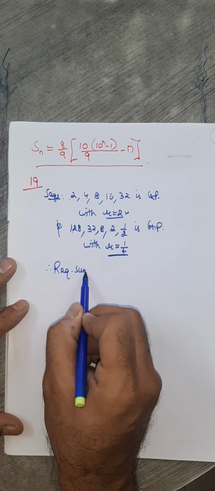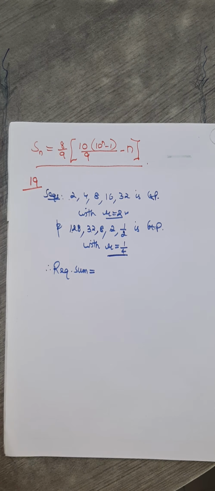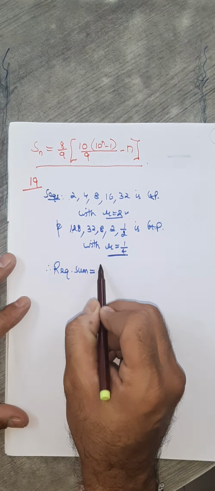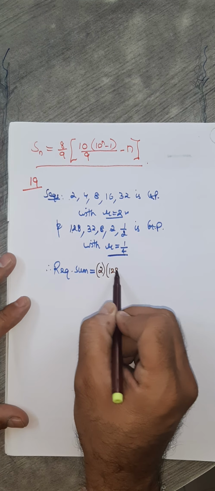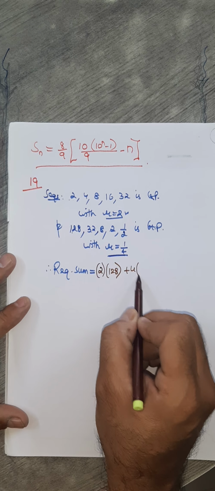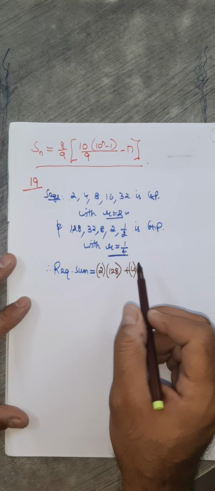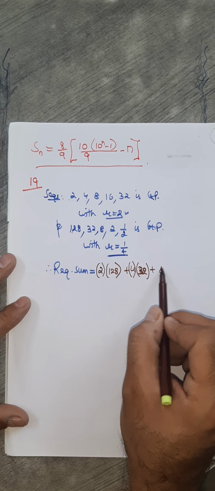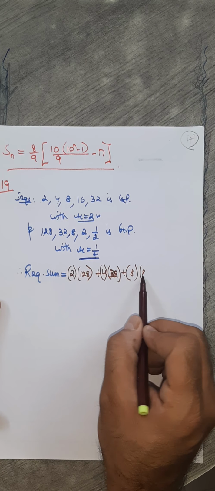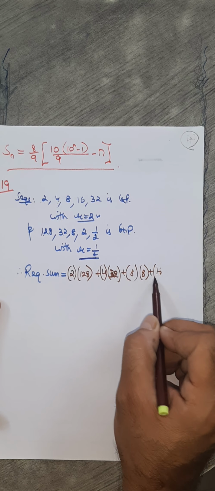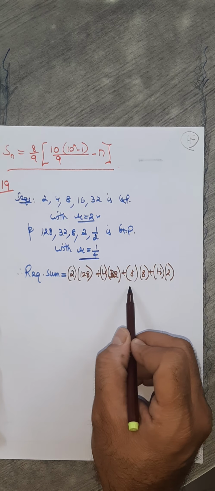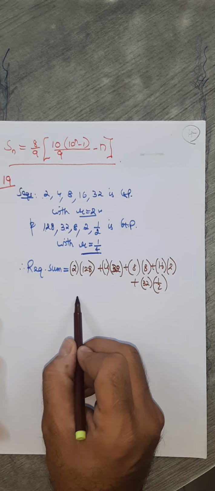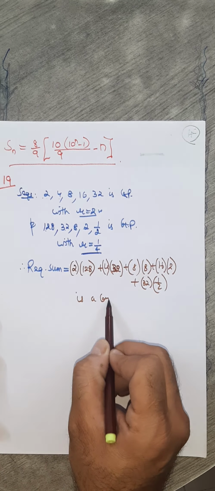Required summation equals to how many terms you have? You have just 5 terms. So the required summation is 2 into 128 plus 4 into 32 plus 8 into 8 plus 16 into 2 plus 32 into half. Right? This is also a geometric progression, a GP.